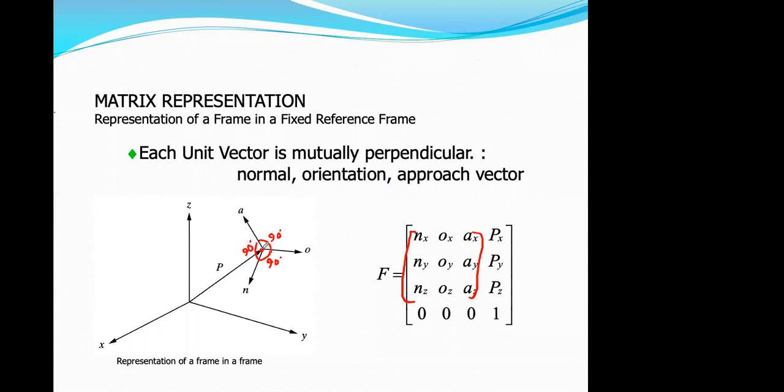What is the distance of the end effector from the origin of the space? That will be p. The distance p can again be divided into the directions x, y and z: px, py and pz, because our reference frame is an x, y, z reference frame. So how can we represent a frame in a frame? This will be your position of the robot end effector.